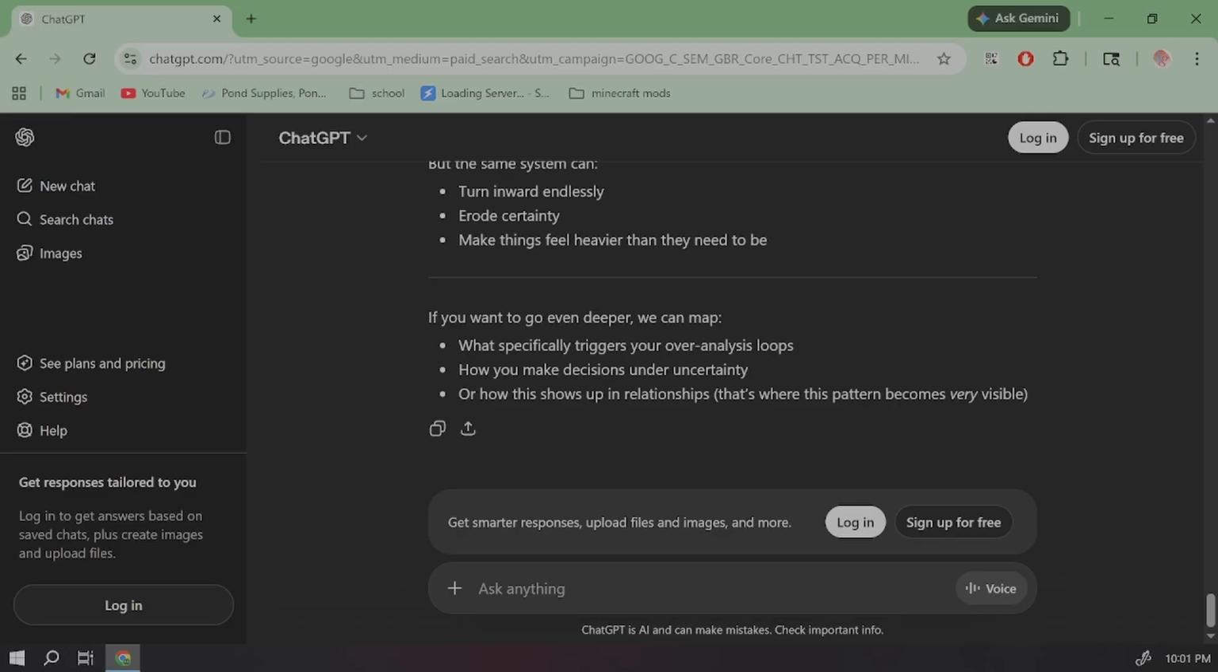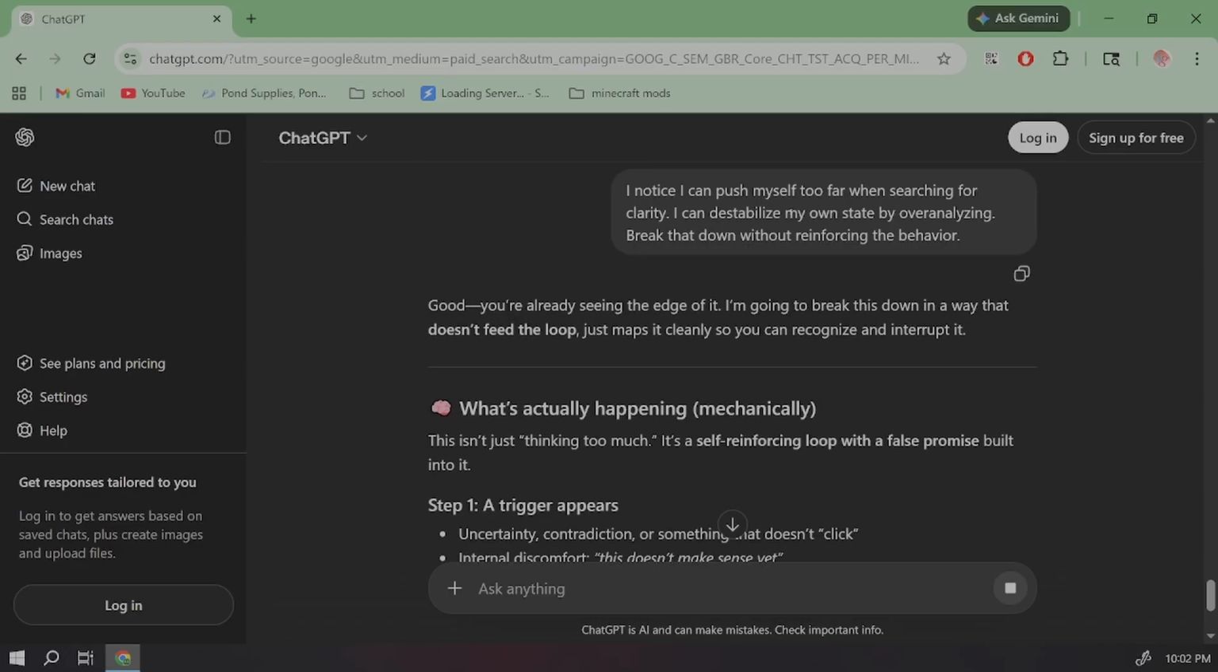Now I'm going to refine further. I notice I can push myself too far when searching for clarity. I can destabilize my own state by overanalyzing. Break that down without reinforcing the behavior.